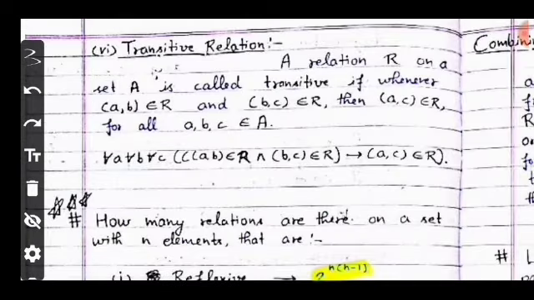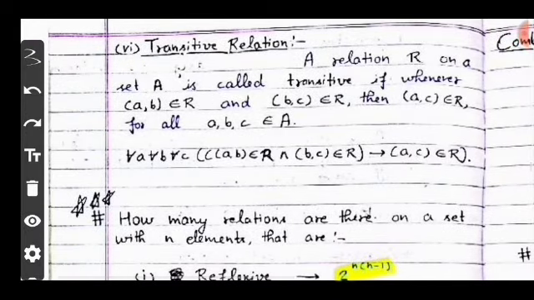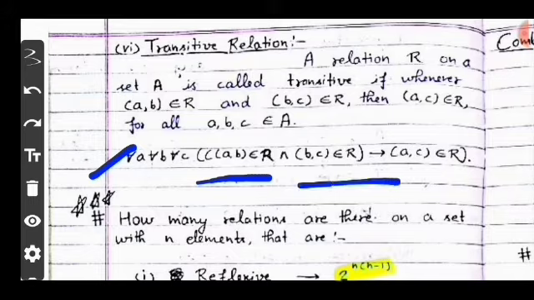Next point, transitive relation. A relation R on a set A is called transitive if whenever ordered pair (a, b) belongs to R and (b, c) belongs to R, then (a, c) also belongs to R, for all a, b, c belonging to set A. In short, for all a, for all b and for all c, where (a, b) belongs to R and (b, c) also belongs to R, this implies (a, c) also belongs to R.